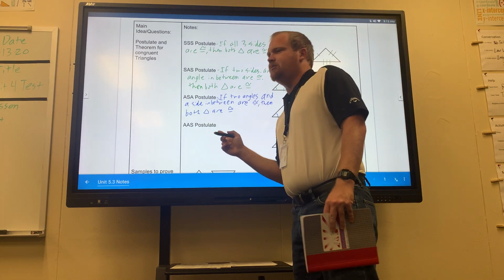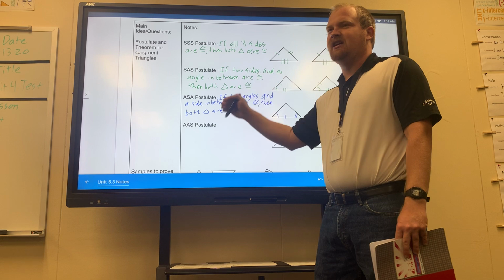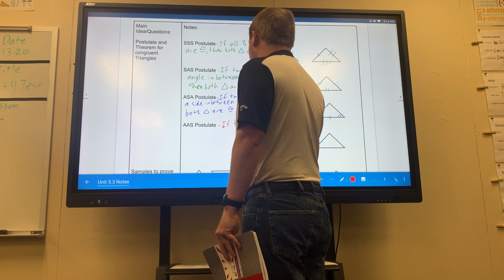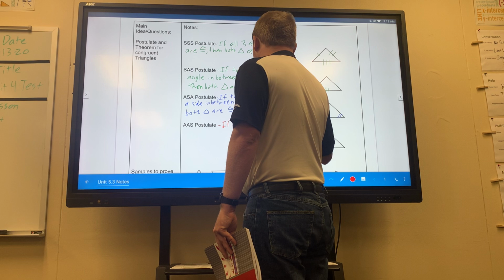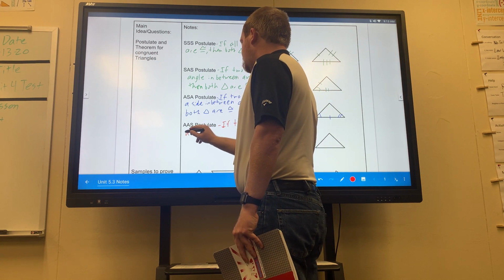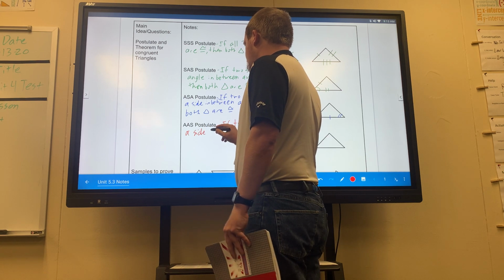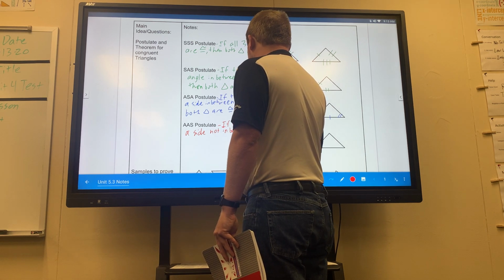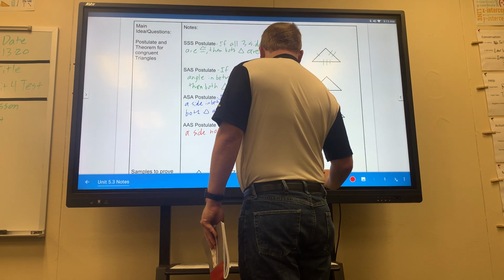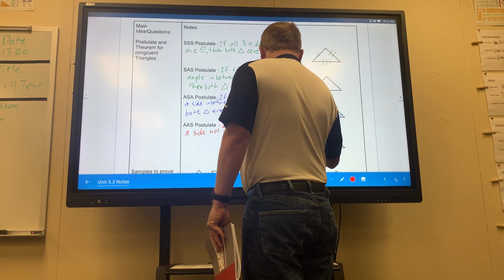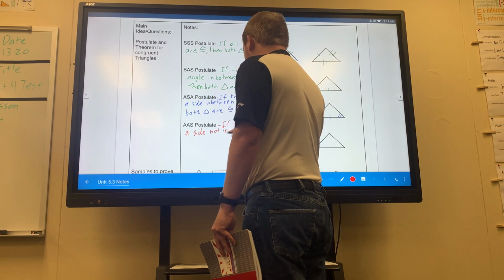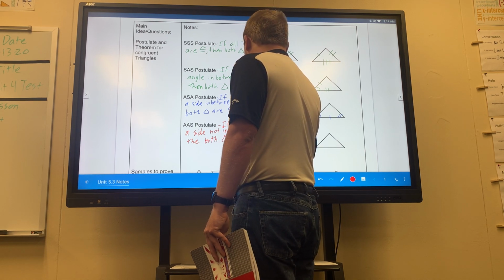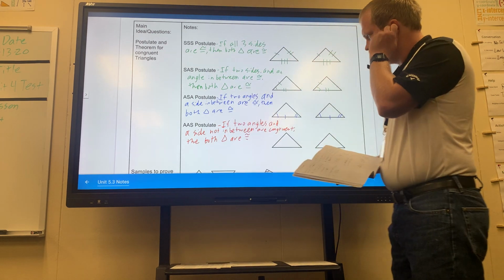Next, we have angle, angle, side postulate, which again abbreviates as AAS, which means if 2 angles and a side not in between are congruent, then both triangles are congruent. Okay? Now, what does that mean?